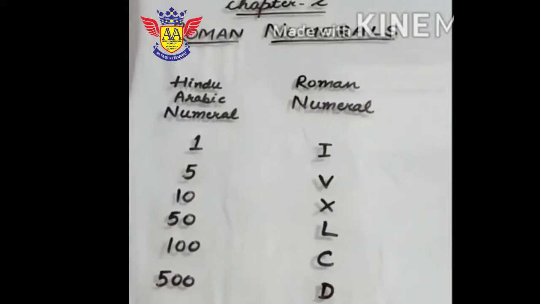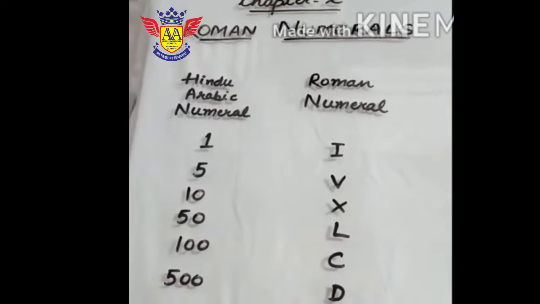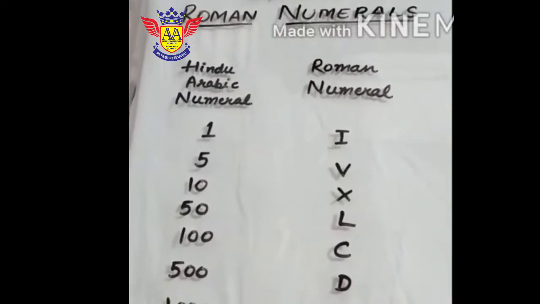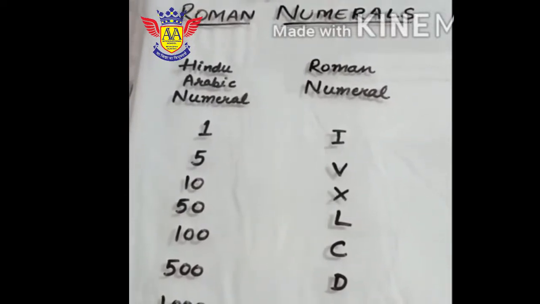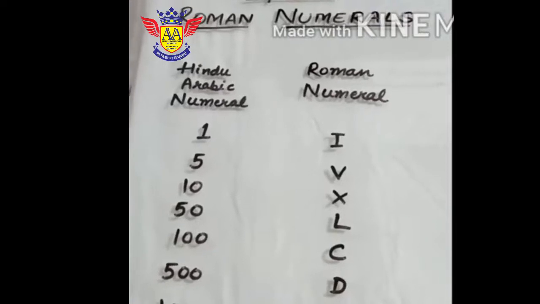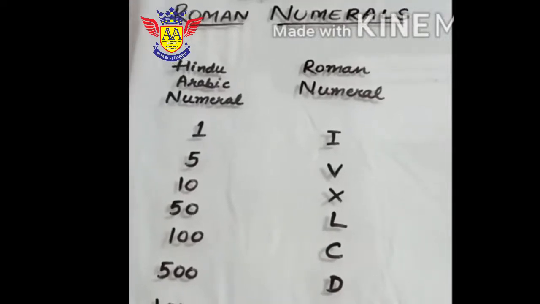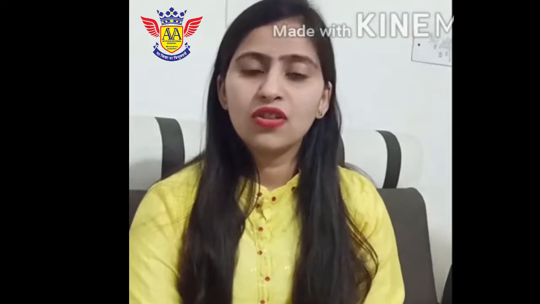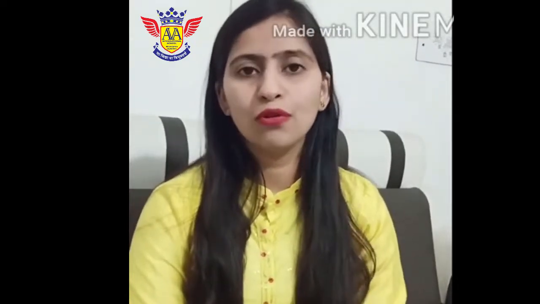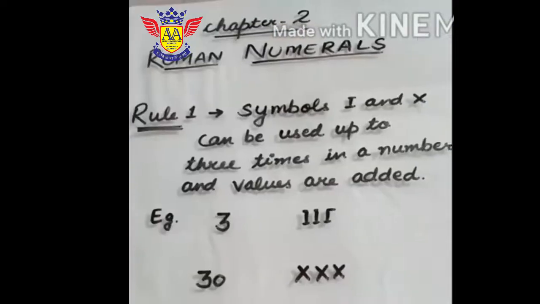Remember one thing, that there is no zero in the Roman numerals. Although these numbers are not widely used here, we use them in clocks and in classroom numbers in school. Let us now study important rules of writing the Roman numerals. There are 4 rules of writing Roman numerals.